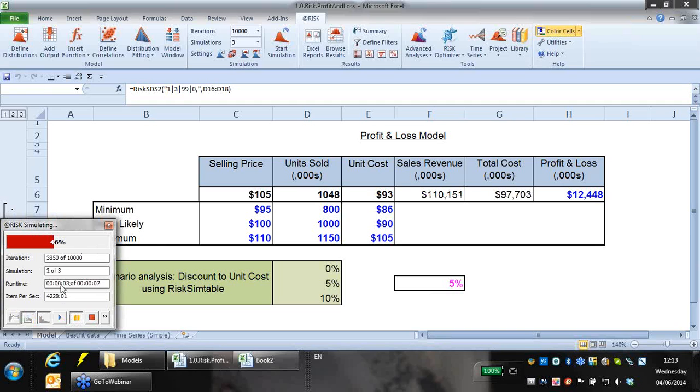So we're now on the second simulation, and you can see that the values have changed. I can't remember what it was, 90, 95, and 110 or something like that, and 0% down here. And you can see that now we're into the second simulation, those values have changed, and therefore the distribution for our unit cost has also changed.